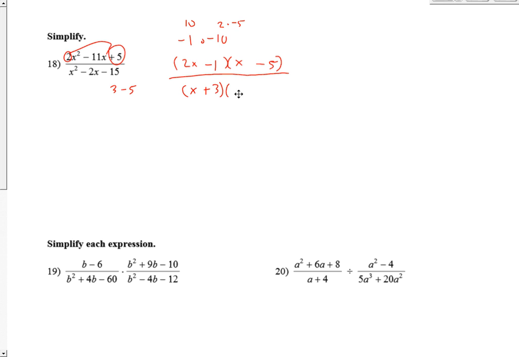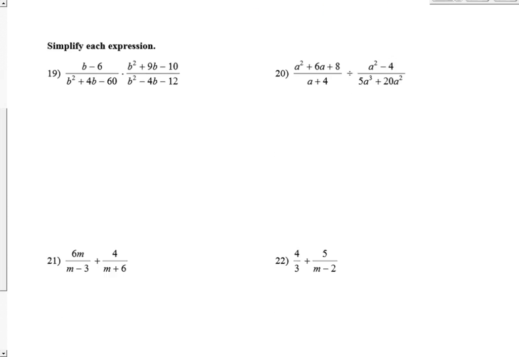And I can do that quickly and easily because I don't have a number out in front like I did in the numerator. Now I look at what factors are in common. Well, I've got x minus 5 on top and x minus 5 on the bottom. And so I end up with 2x minus 1 over x plus 3. And that's it for number 18.